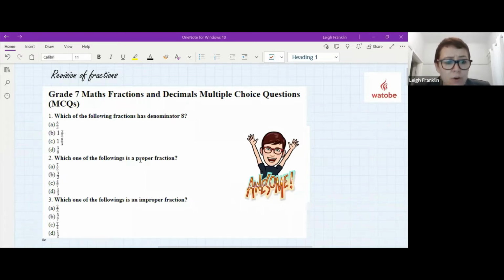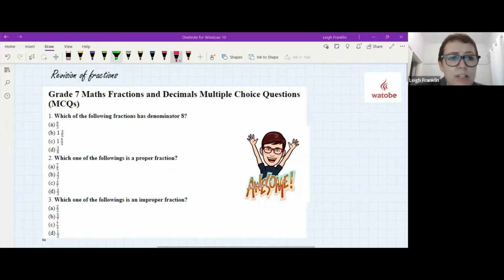Buthle's first. Buthle, you're going to do number 1. Ma'am, the answer for 1 is D. D, absolutely. It said to us, which of the following fractions has a denominator of 8? Quite right. D is the only one where the number at the bottom is an 8, because that's what the word denominator means. Good, well done.